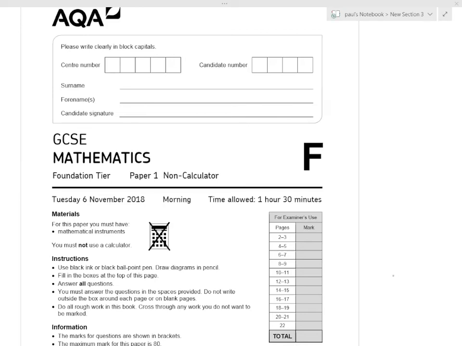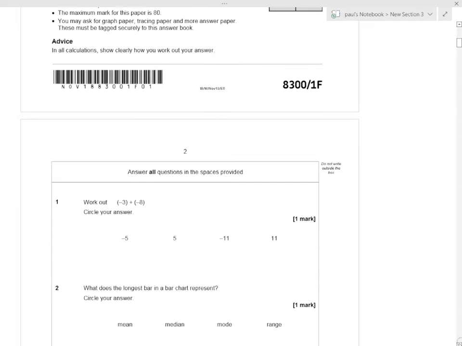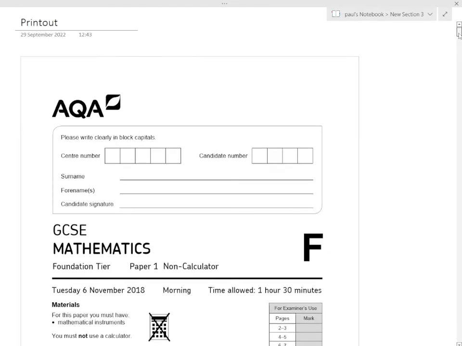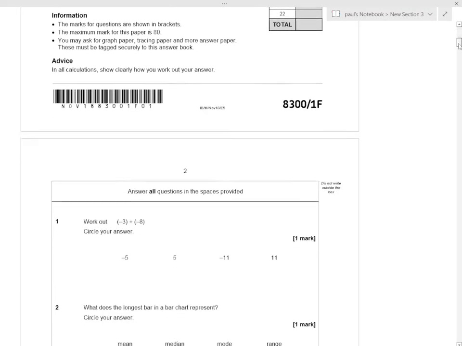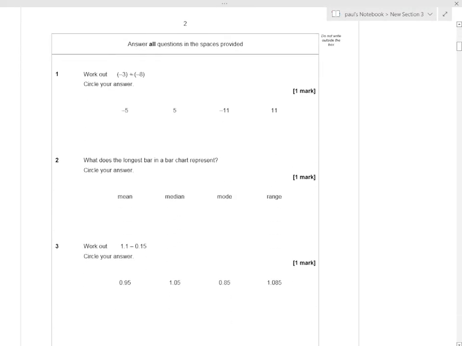Right, this is for the Maths Reset course. This lesson was a bit different because we went through an old paper. This paper was November 18, paper 1, so it's a non-calculator paper. Right, so we need to know what sort of topics these are.